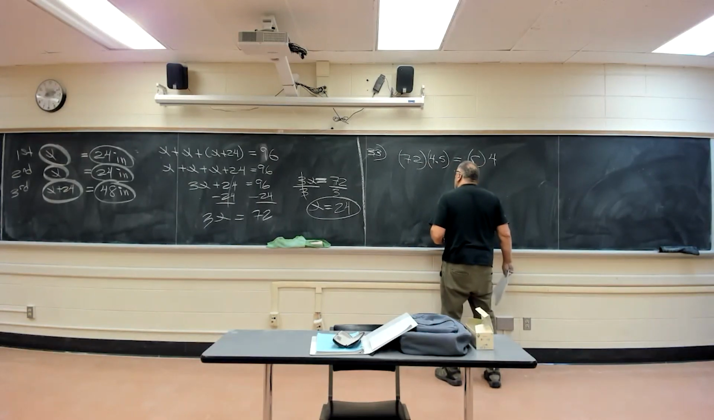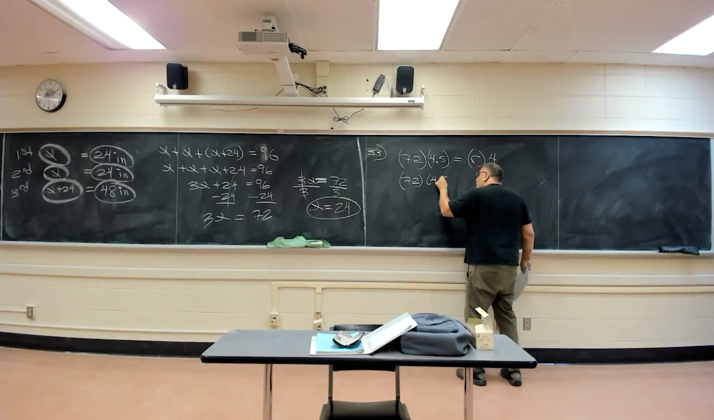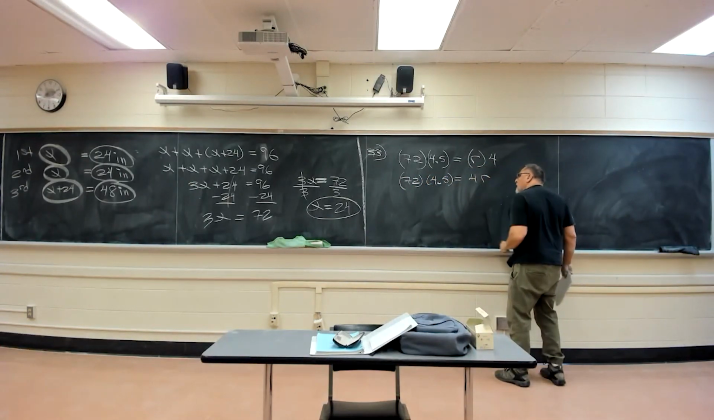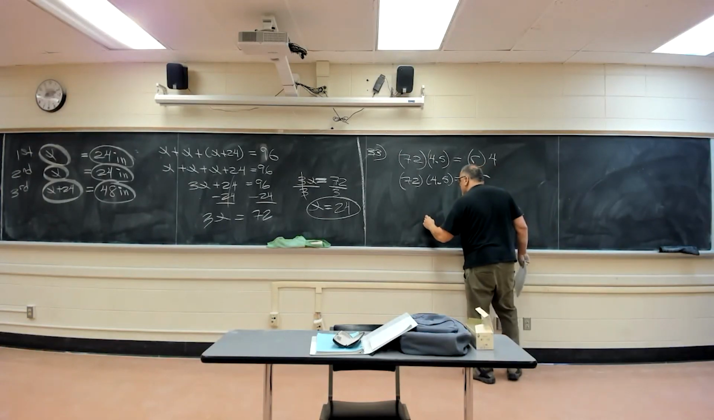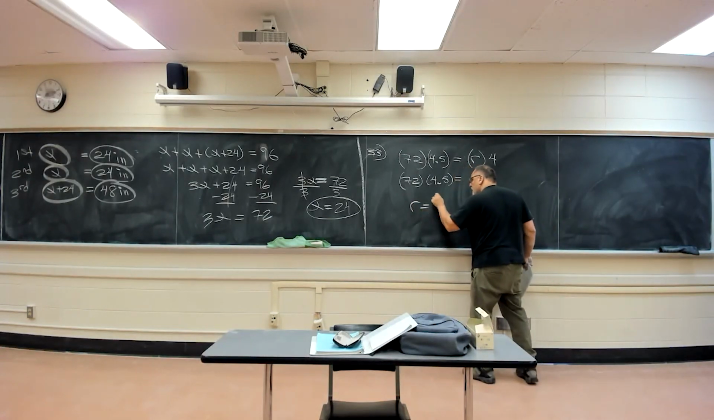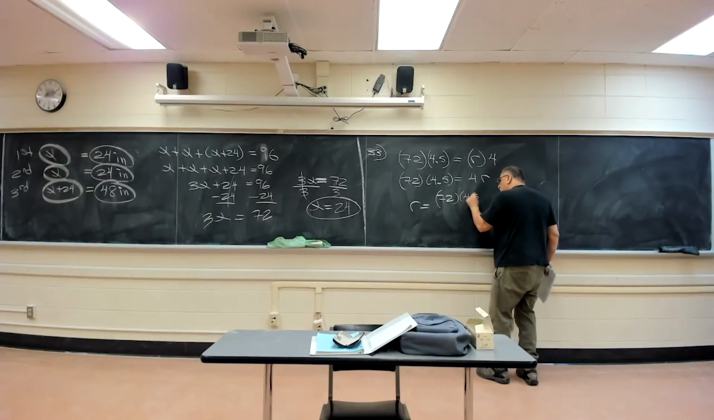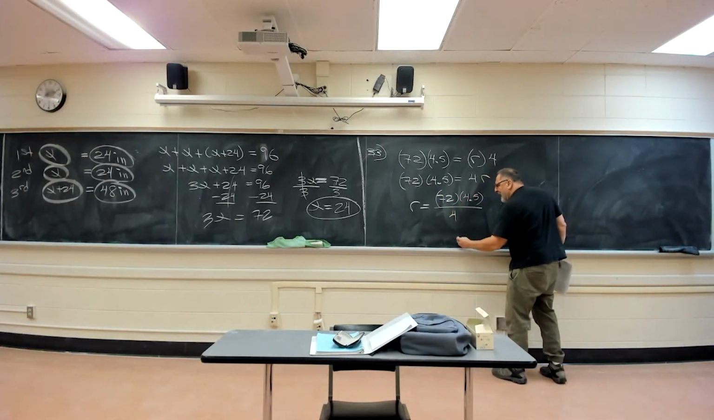Well, let's have a look. I mean, it's 72 times 4.5 equals 4 hours times r. Divide by 4 on each side. It's 72 times 4.5. Notice I'm not even multiplying this stuff out. I'm going to divide by 4. I might have an easy way out of this thing.